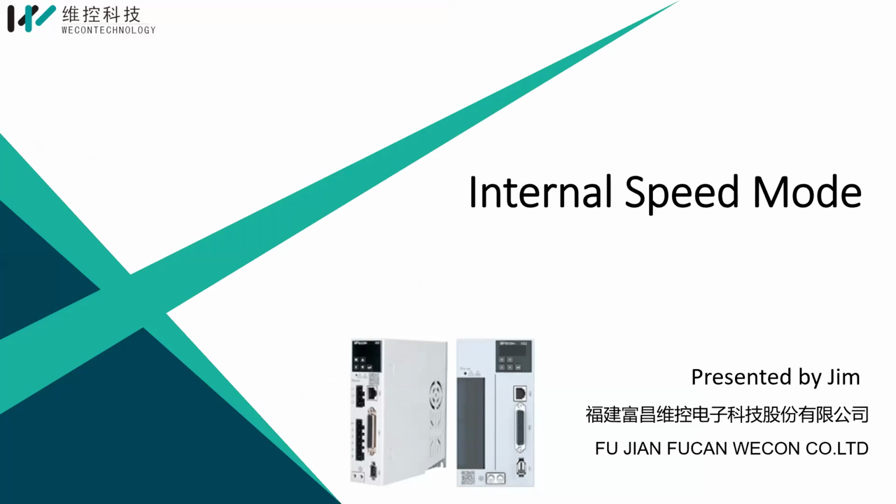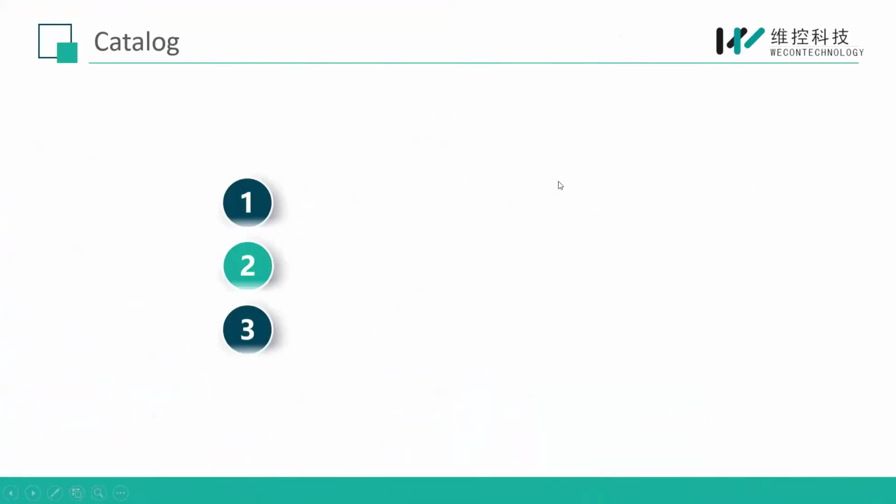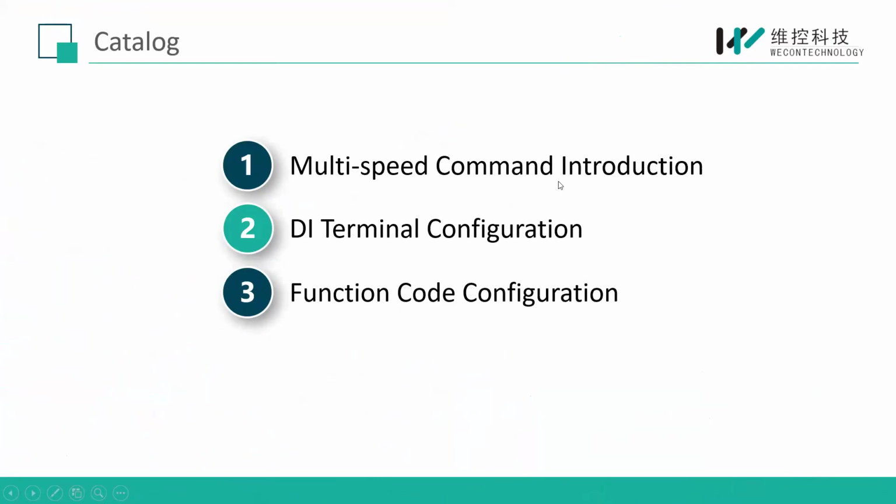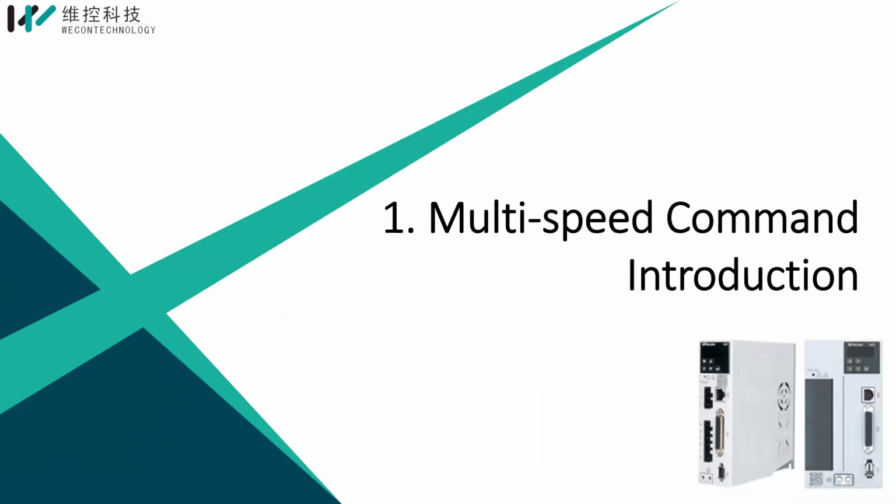Today's training topic is internal speed mode. This training is mainly divided into three parts. First is multi-speed command introduction. Second is DI terminal configuration. Third is function code configuration. The first part, let's understand the function of the multi-speed instruction.